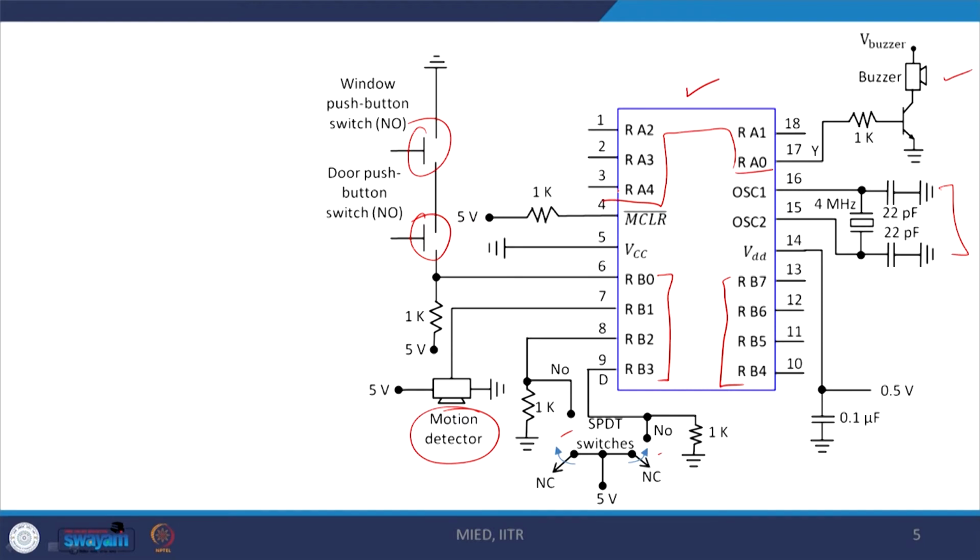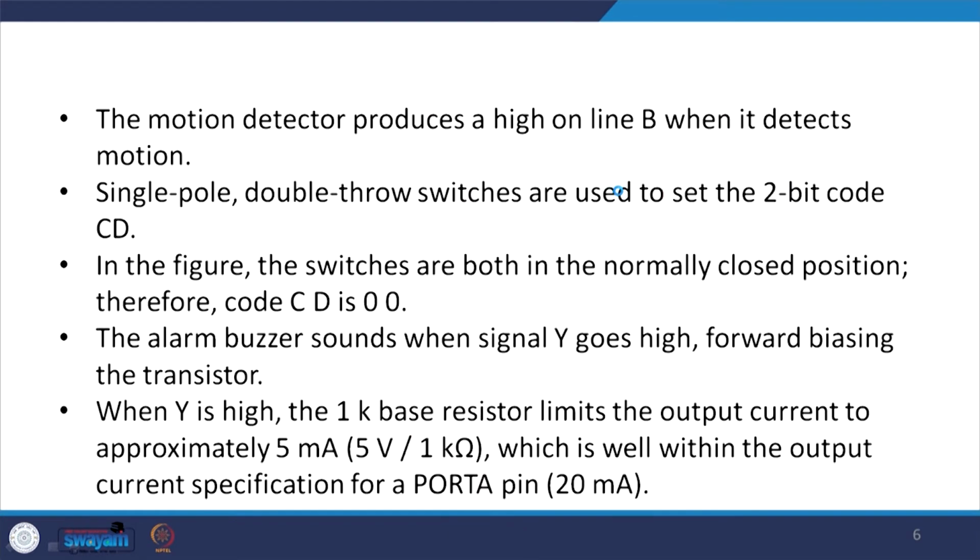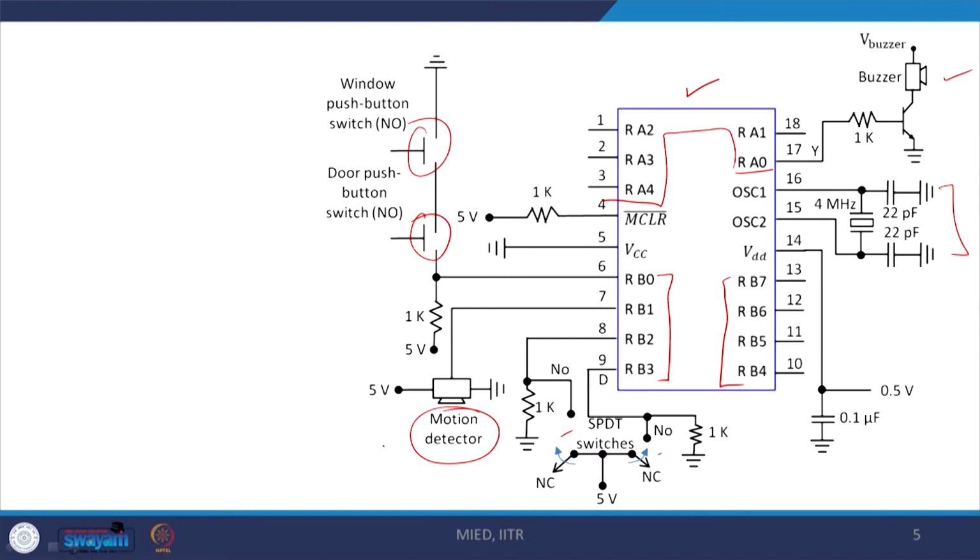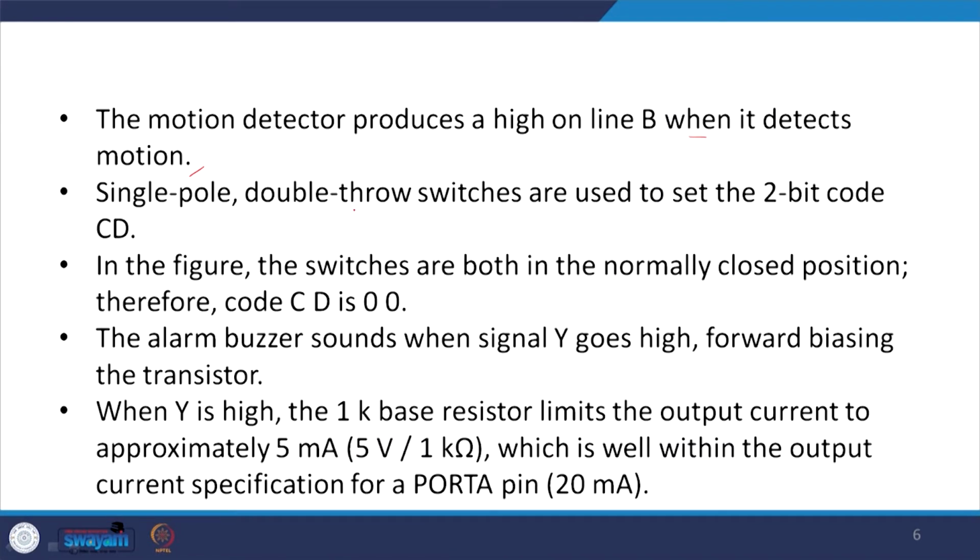I have discussed a lot about these things in my previous lecture. The motion detector produces a high on line B when it detects motion, and the single pole double throw switches are used to set the 2-bit code, that is CD, which I talked about.